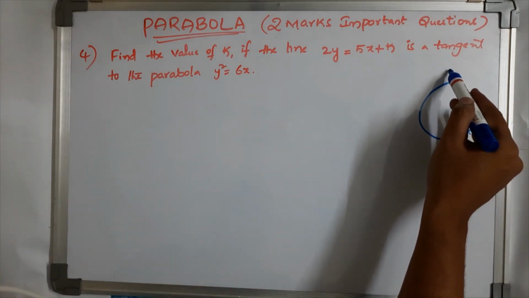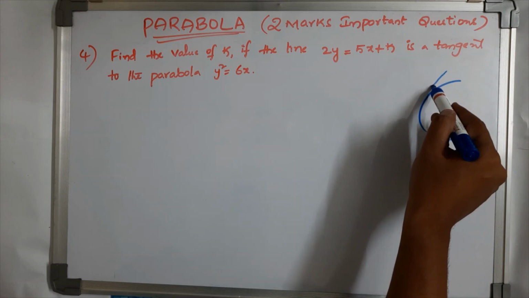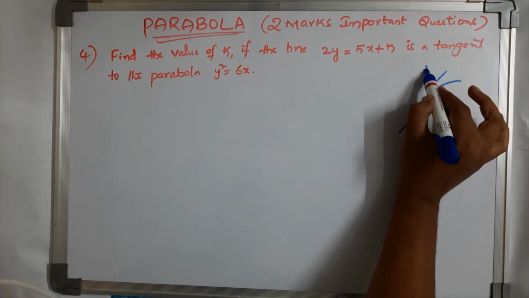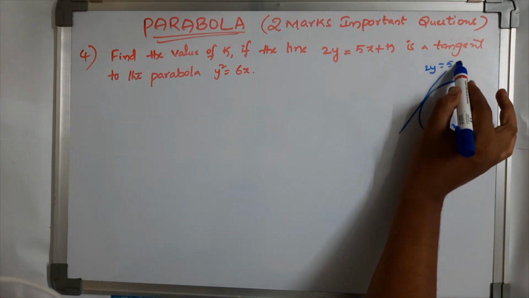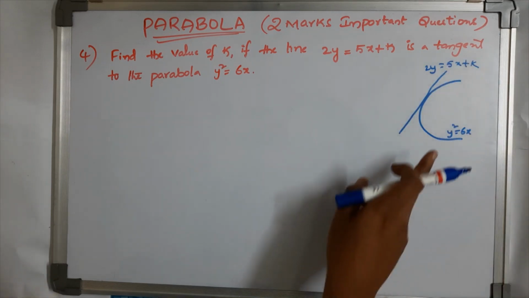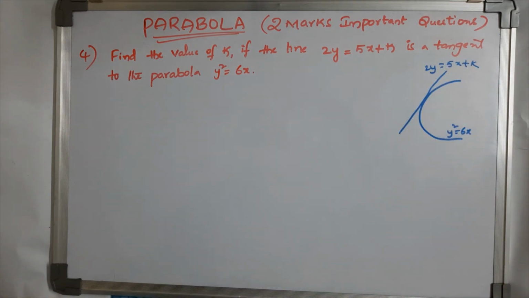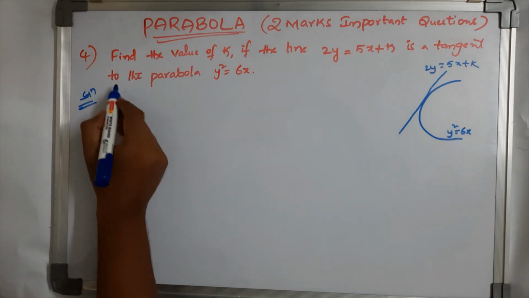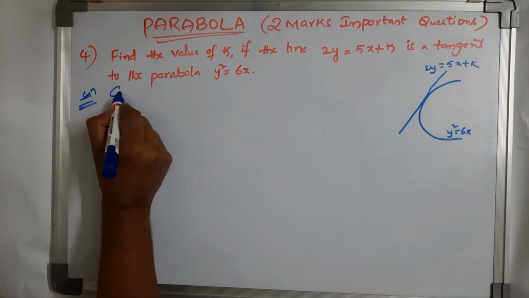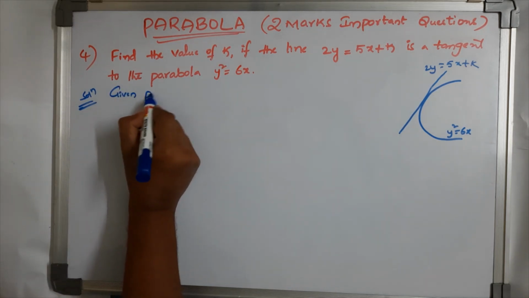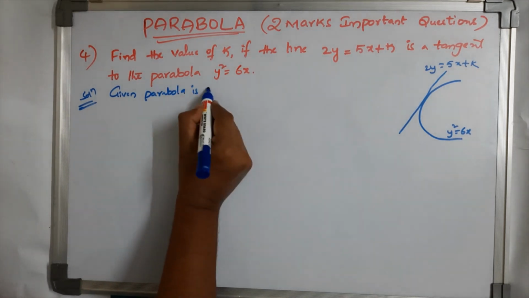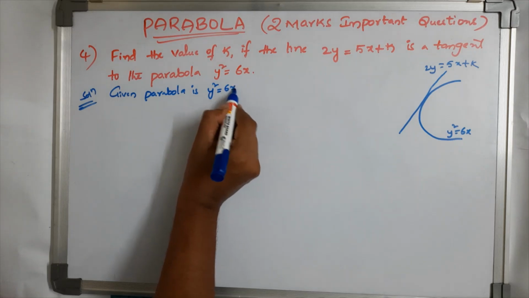A tangent meets the parabola at one point, right? So this is the tangent, 2y is equals to 5x plus k. Parabola and it's a tangent. We have to find the value of k. So first of all, find the value of a, so that given parabola is y square is equals to 6x.